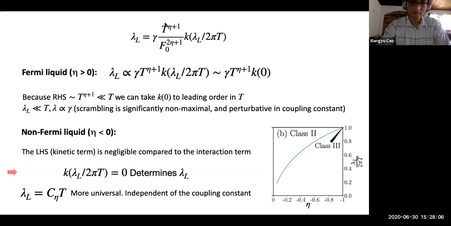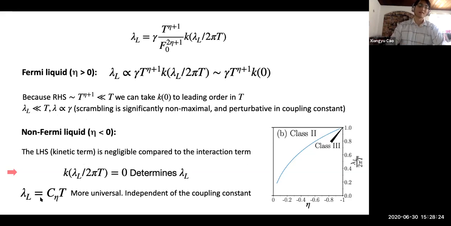it's the opposite. Because eta is smaller than 0, the right-hand side is much larger than the left-hand side, which is proportional to T at most. So you can neglect the left-hand side and require that it be 0 to determine lambda L. And in this case, you find that lambda L is linear in T.